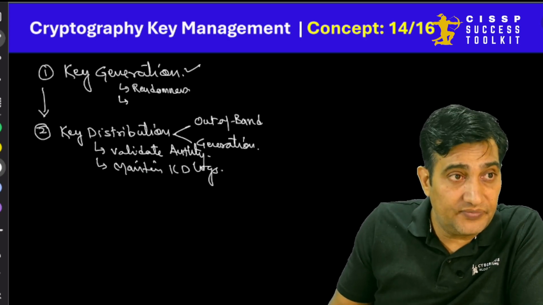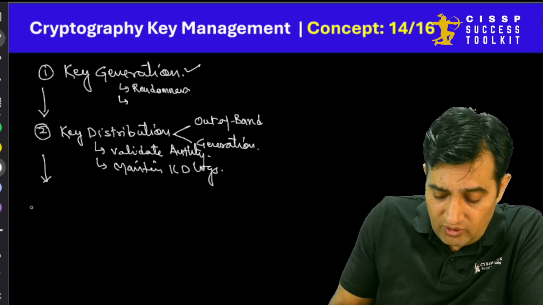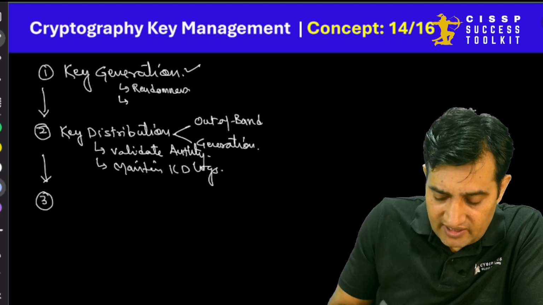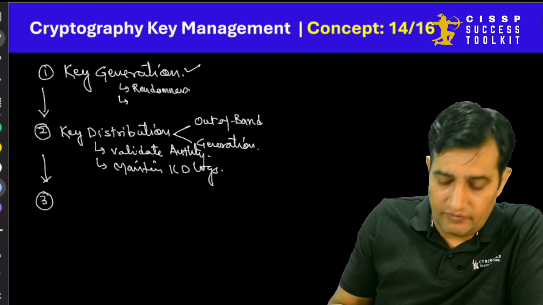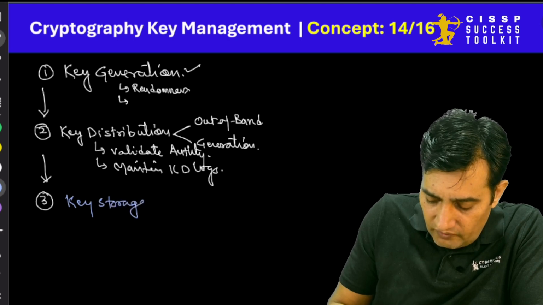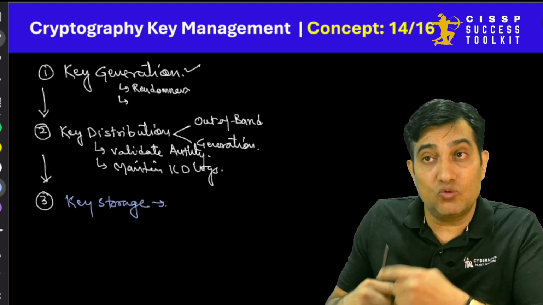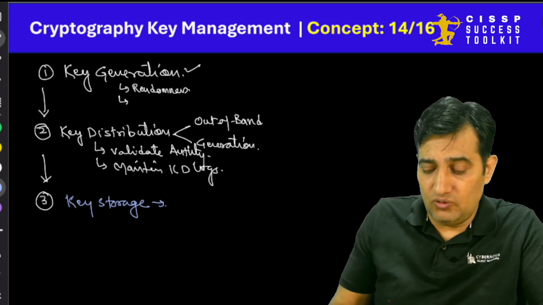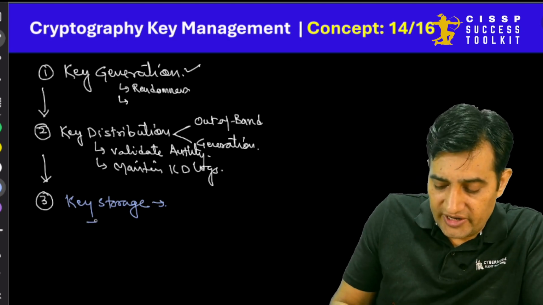Core concept. Then we head on to life cycle stage number 3, which is called key storage. Now, very important, whenever we want to store the key, you have to make sure it is stored in a secure place.